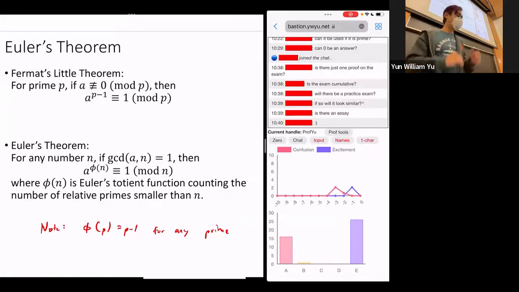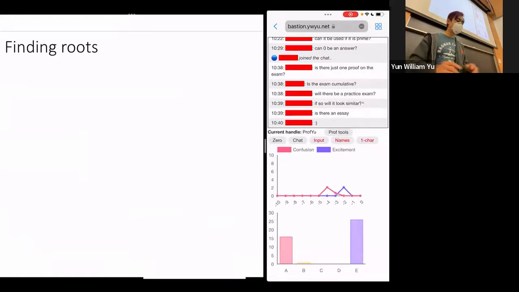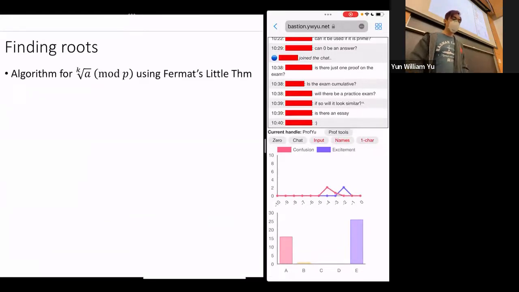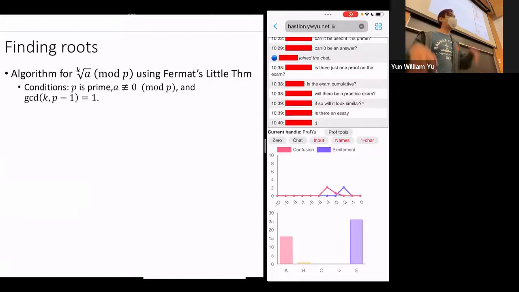So how do we find roots? Well, we had an algorithm for finding the kth root of a mod p using Fermat's little theorem. What did we do? We had some conditions. So of course you have to start out by checking to make sure that things work. The conditions are that p is prime, a is not congruent to 0 mod p, and the greatest common divisor of k and p minus 1 is equal to 1. So k and p minus 1 are relatively prime.